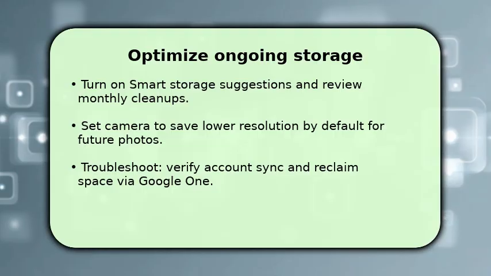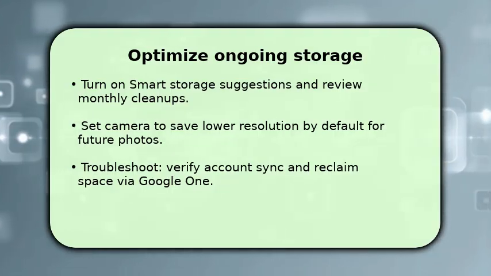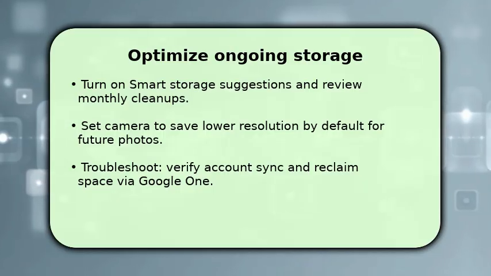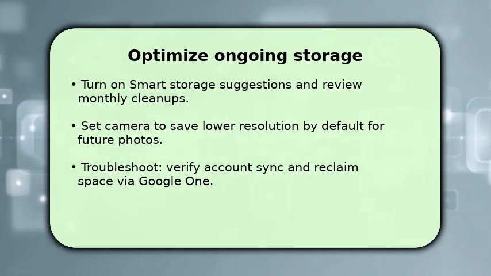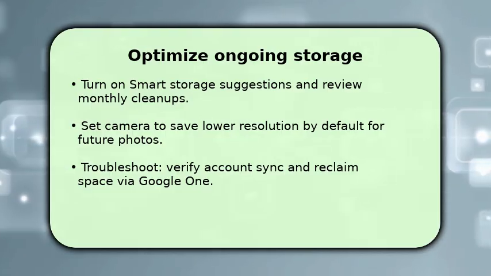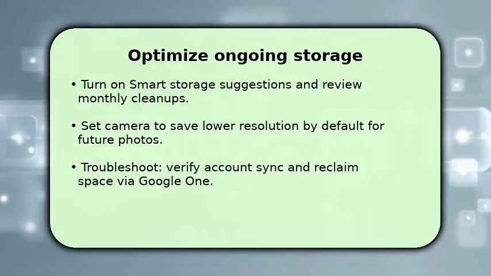Turn on smart suggestions in Photos and review the cleanup prompts monthly to remove blurry or large items you don't need. This automates savings. Then change your camera's default capture to a lower resolution so new photos start small.